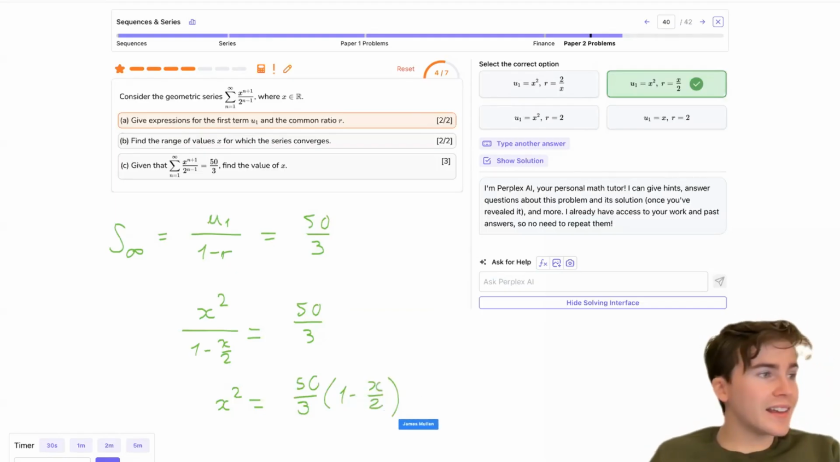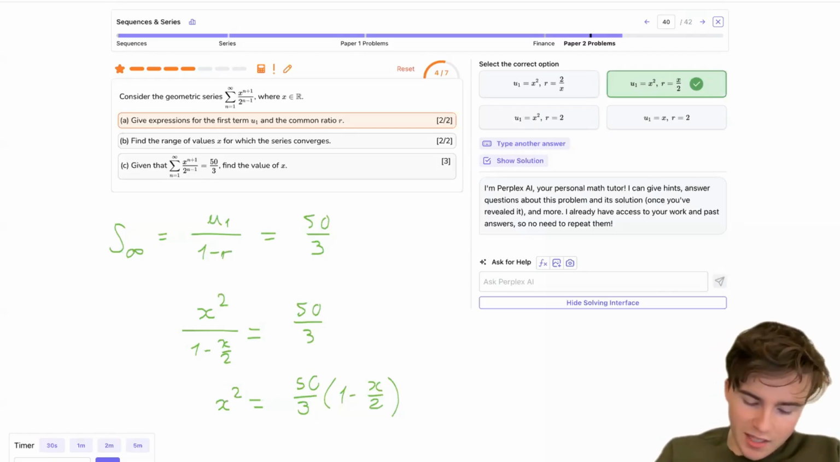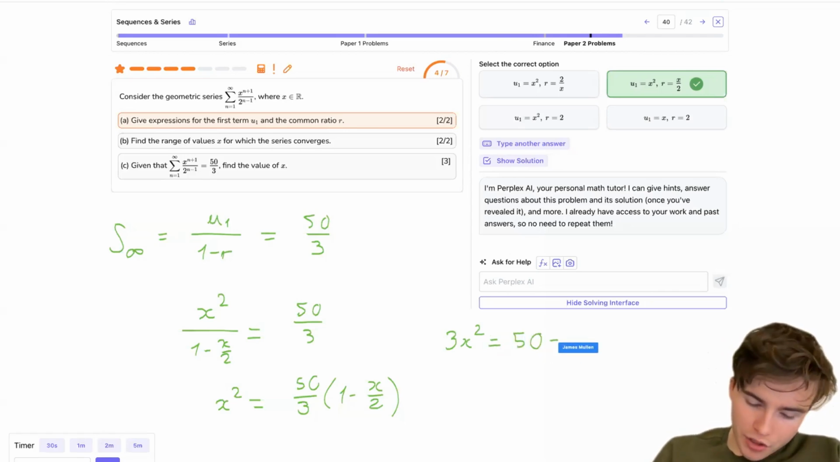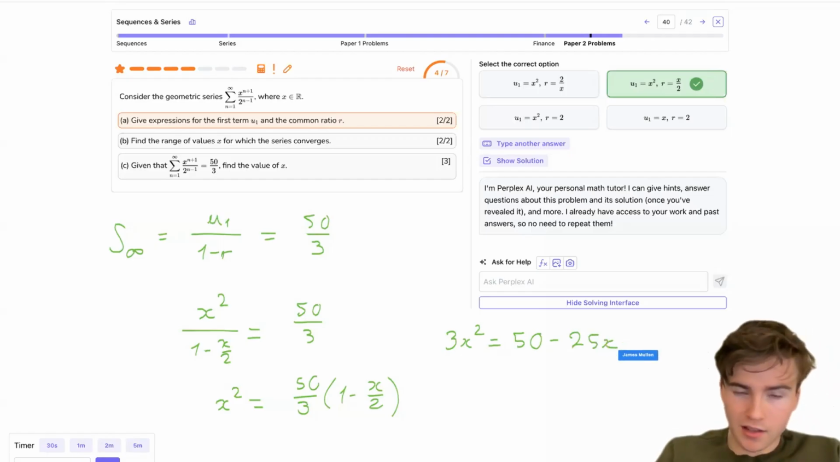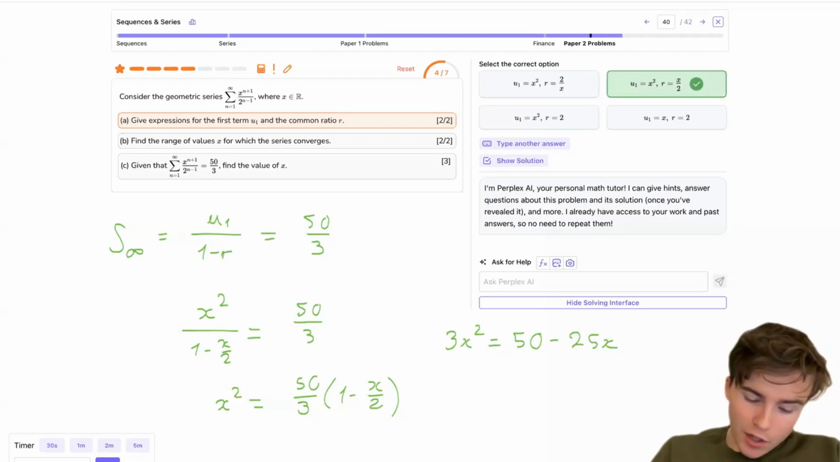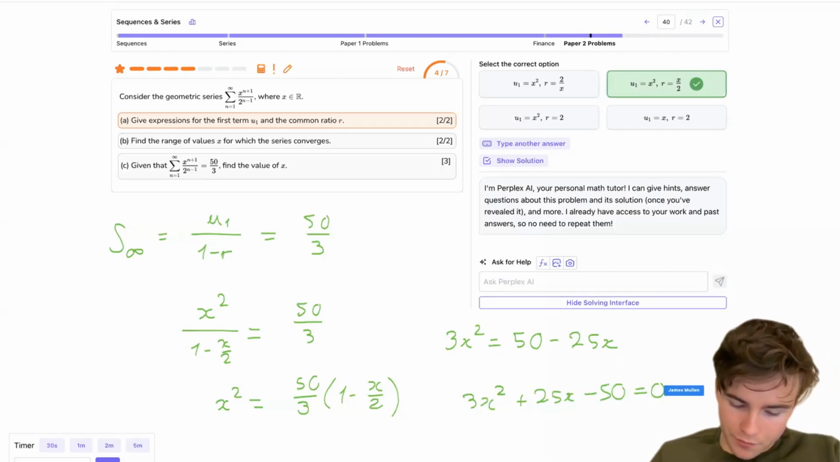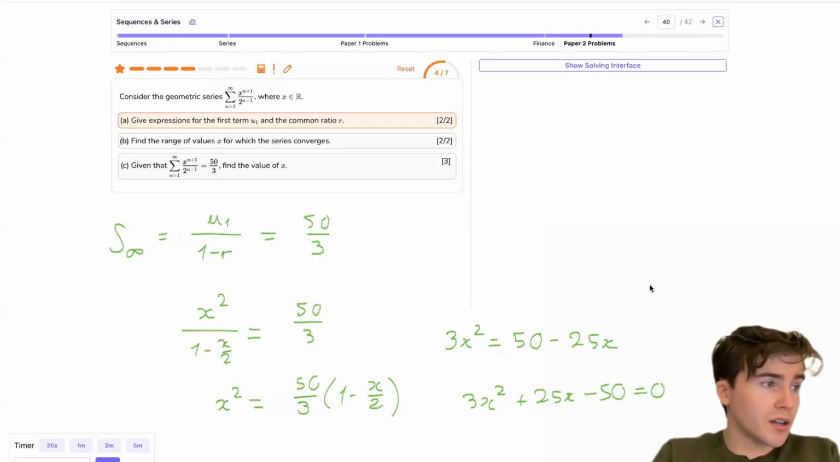And this is a little bit messy. So what I'm going to do is multiply both sides by 3 to simplify a little bit. 3x squared is equal to 50 minus, and then 50 times x over 2 is minus 25x. Now, if I rearrange this, I'm going to get a quadratic. So I have 3x squared plus 25x minus 50 is equal to 0. I'm going to use the quadratic equation.